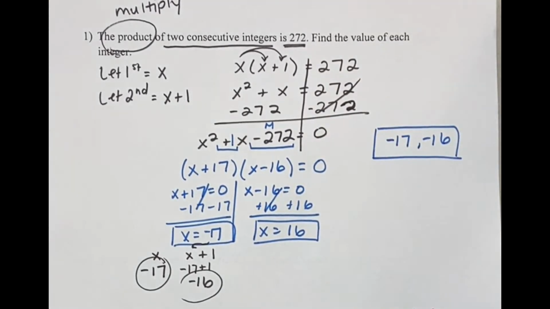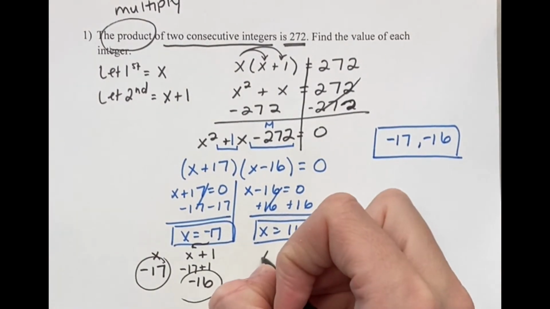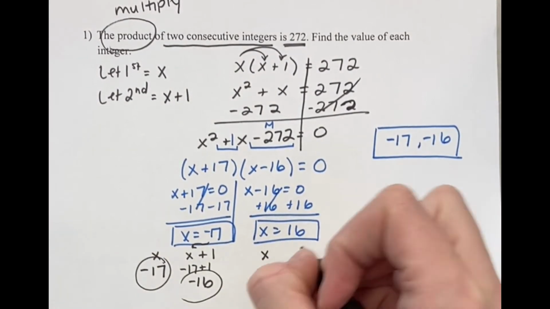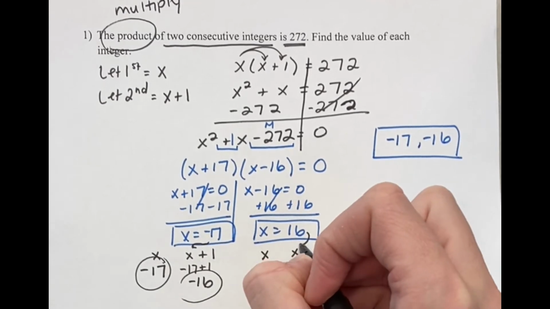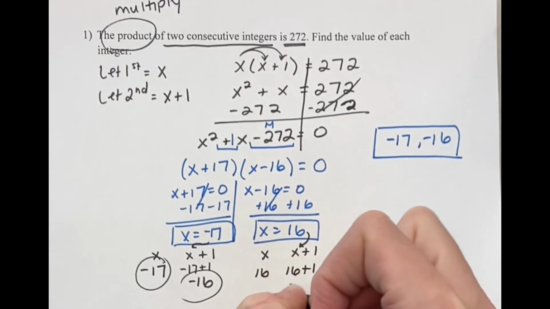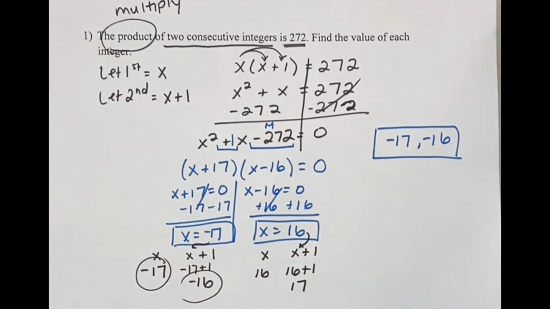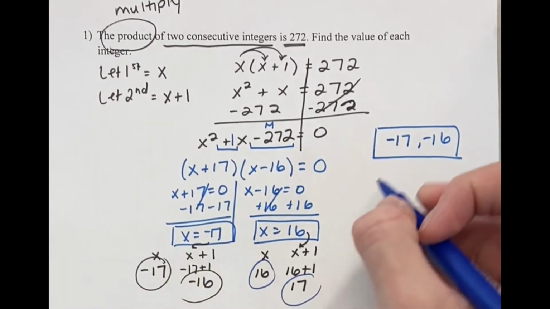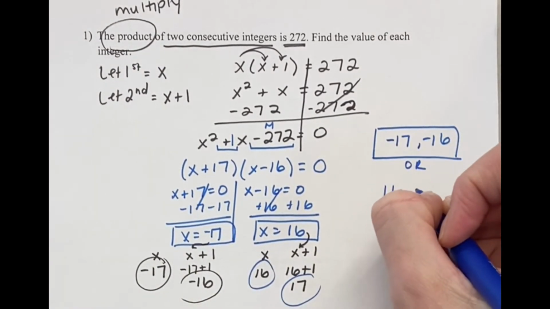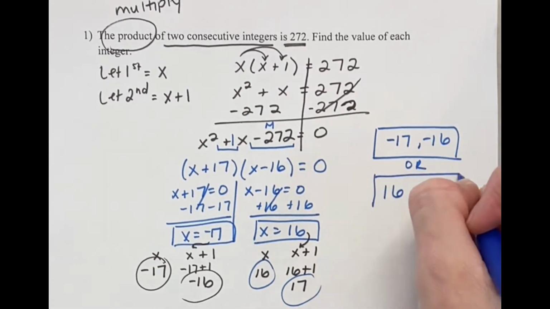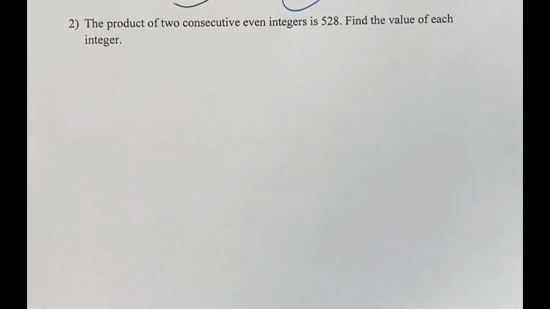Then we need to look at our next answer. So here we got 16. So I have x is 16. What about x plus 1 here? Well, 16 plus 1 is 17. So my next set of integers then is 16 and 17. So now let's look at example 2.